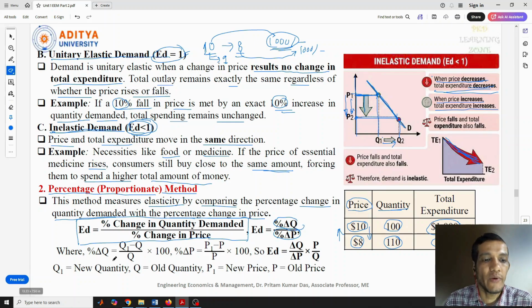So percentage del Q you can write as Q1 minus Q. Q1 is the new quantity, and Q is the old quantity. Q1 minus Q by Q into 100. This is percentage del Q.